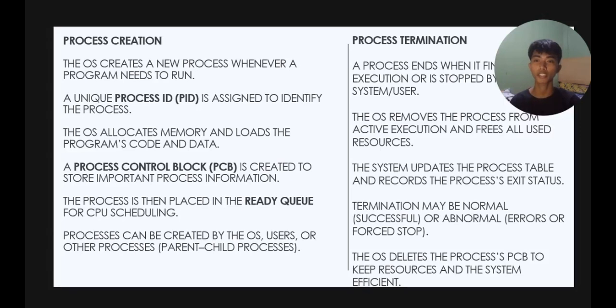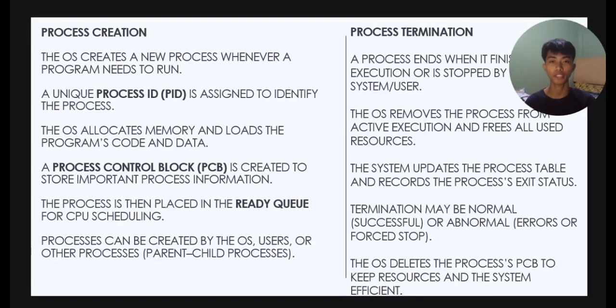For process creation, the OS creates a new process whenever a program needs to run. A unique process ID, PID, is assigned to identify the process. The OS allocates memory and loads the program's code and data. A process control block is created to store important process information. The process is then placed in the ready queue for CPU scheduling. Processes can be created by the OS, users, or other processes.